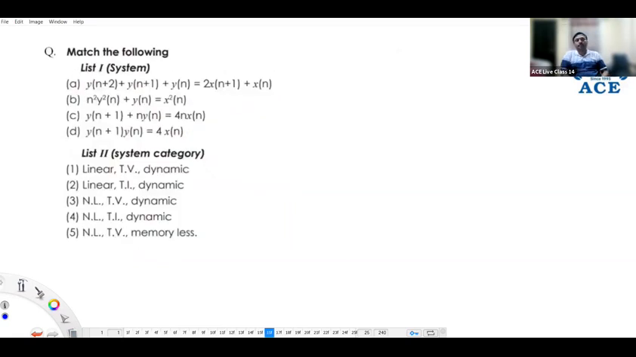Now think of linearity, time invariance, static or dynamism expected. Difference equations are given. The previous problem was differential, this is difference. y(n+2) + y(n+1) + y(n) = 2x(n+1) + x(n) means linear, time invariant, dynamic. All coefficients are fixed.